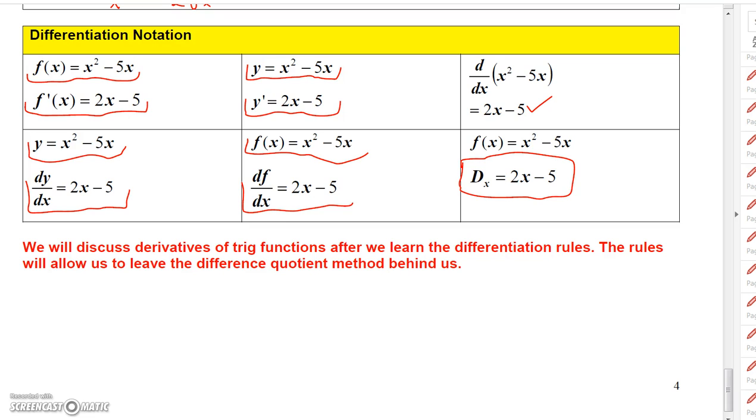That's pretty much it on this section, and so I'll move into the next section. We'll talk about properties of differentiation next.